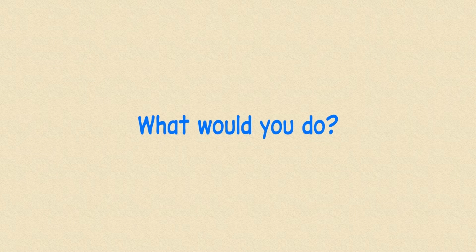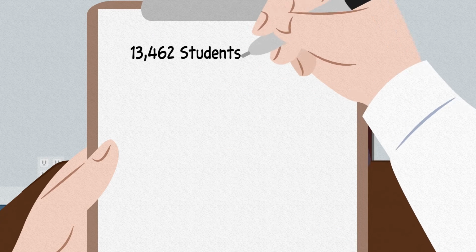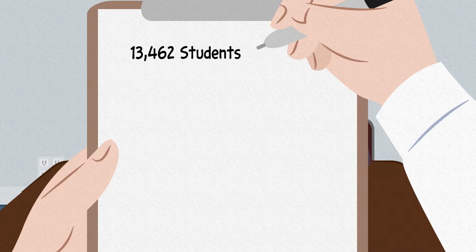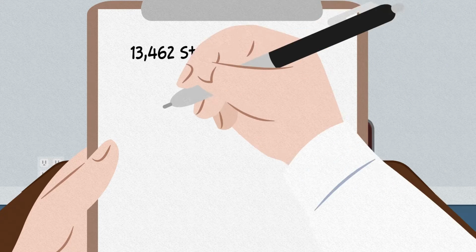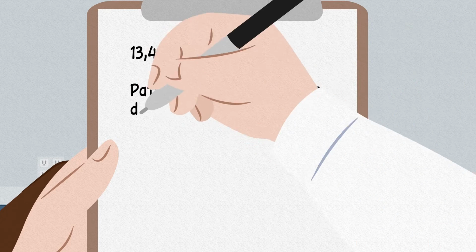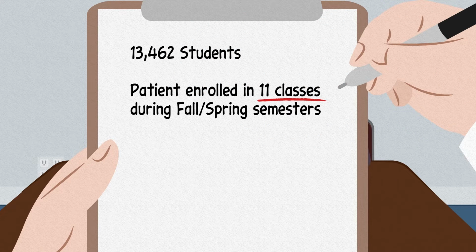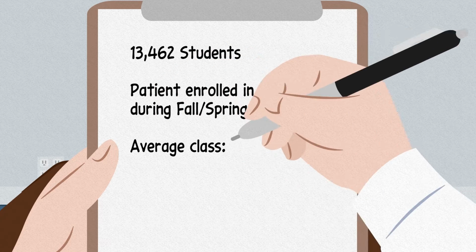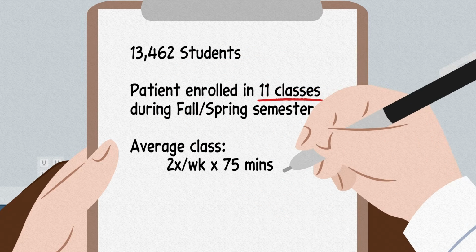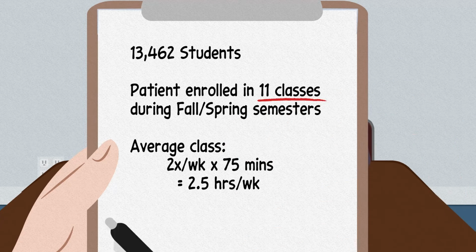During the management meeting, what specific information would you want to collect from the Dean of Students? Management tells you the university has a total enrollment of 13,462 students. Samuel told you he was enrolled in 11 classes during the entire infectious period, which spanned the fall and spring semesters, and had good attendance. The classes typically met 2 times per week for 1.25 hours, for a total of 2.5 hours per week.